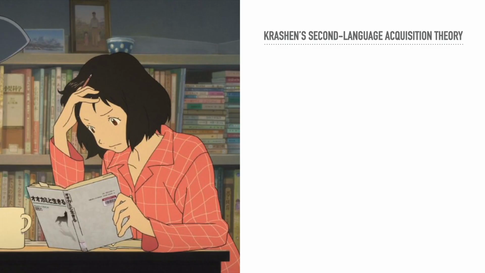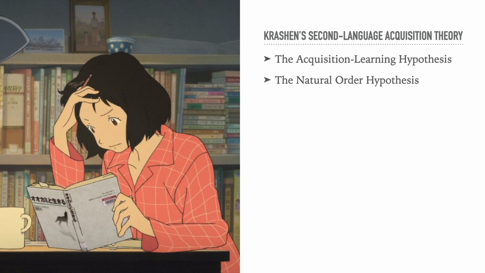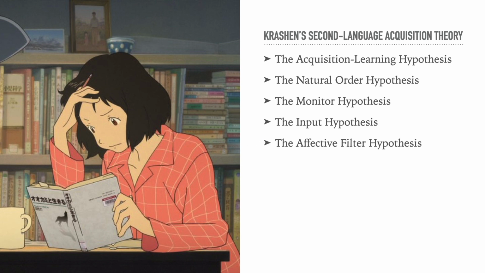The first is Krashen's second language acquisition theory. Stephen Krashen posits a model of second language acquisition based on five hypotheses. We have the acquisition-learning hypothesis, the natural order hypothesis, the monitor hypothesis, the input hypothesis, and the affective filter hypothesis.